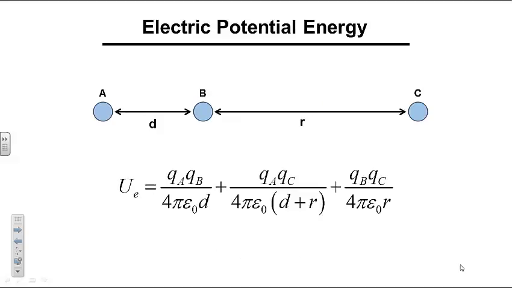The electric potential energy of a system of point particles is equal to the sum of the electric potential energies of each possible pair of point particles in the system.